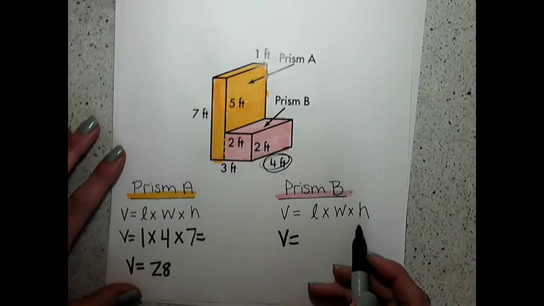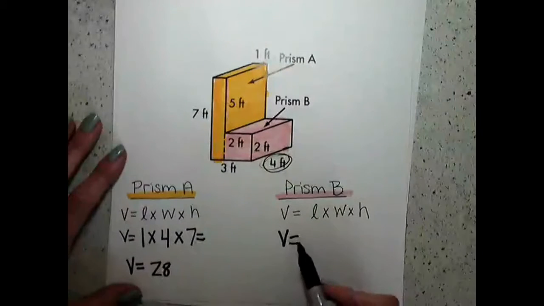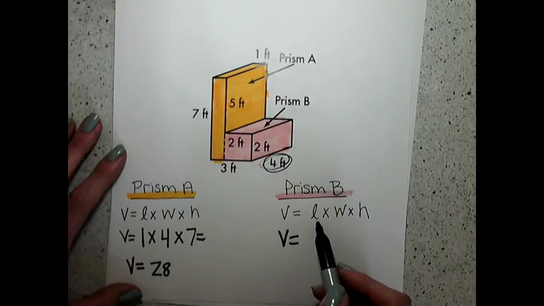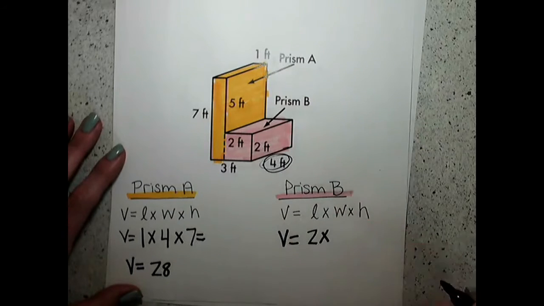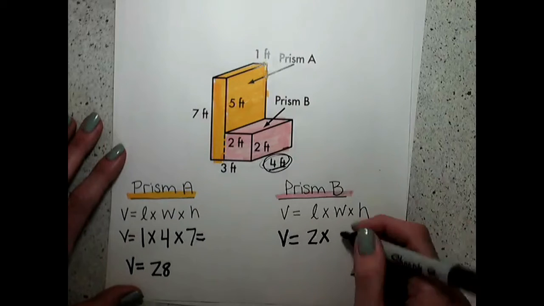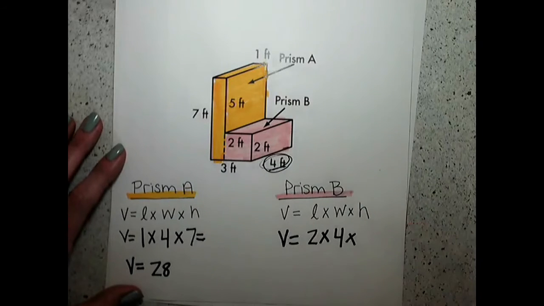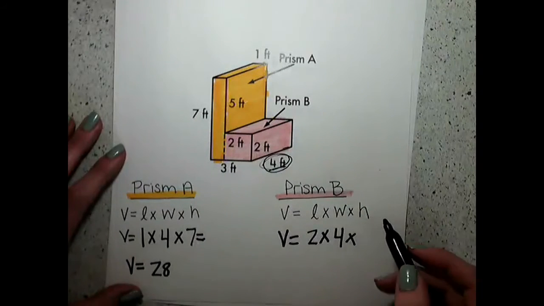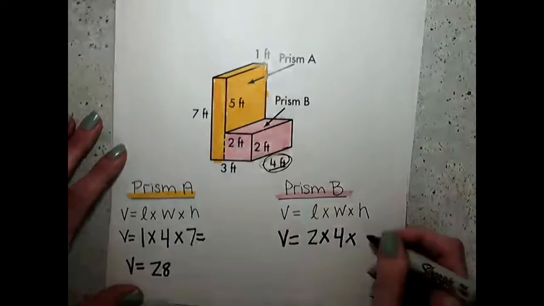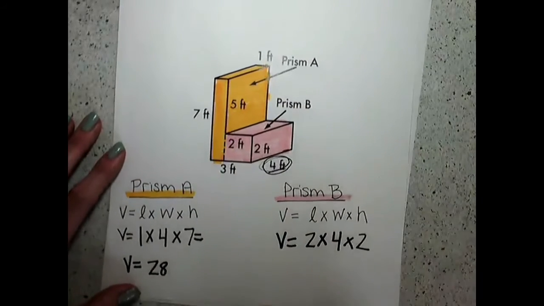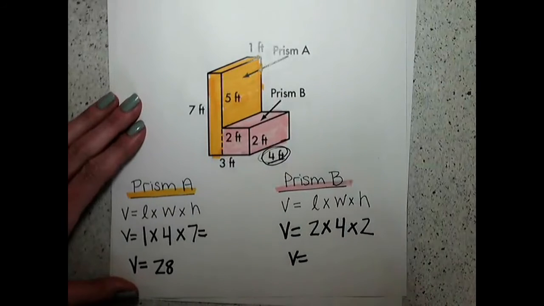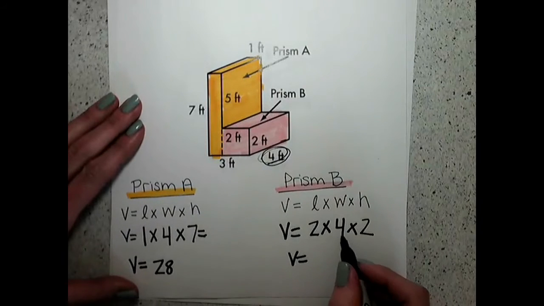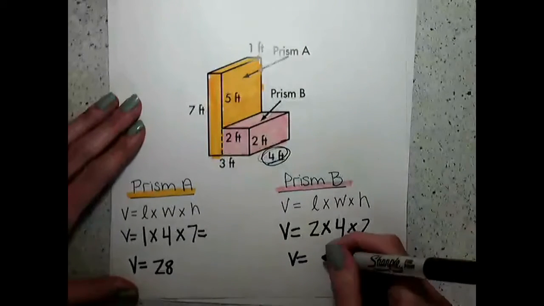The volume of prism B is going to be found by taking the length, which is 2, times the width, which is 4, times the height, which again is 2. Now I just need to go through and solve this. I know that 2 times 4 is 8. 8 times 2 is 16.